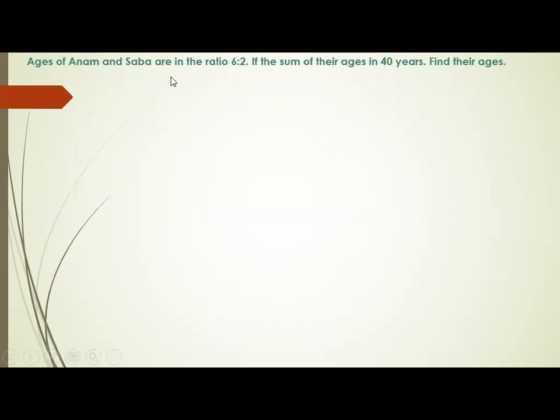Ages of Anam and Sabaz are in the ratio of 6:2. Here ages are given, student, here amount is not given. What is the difference? Here ages are given.